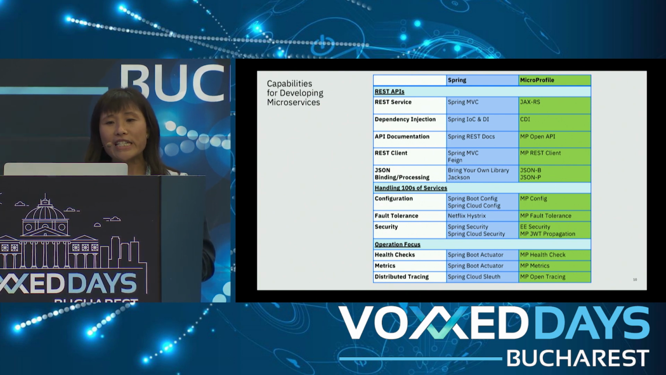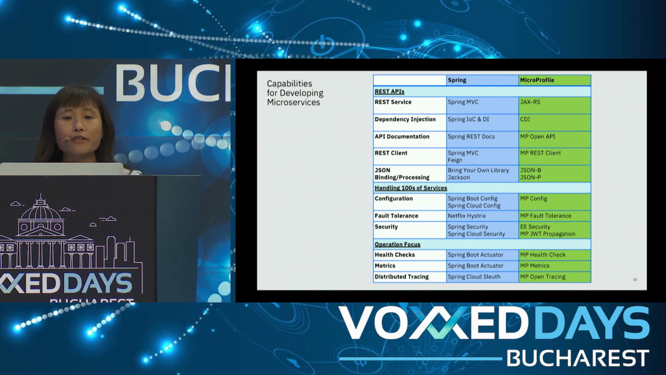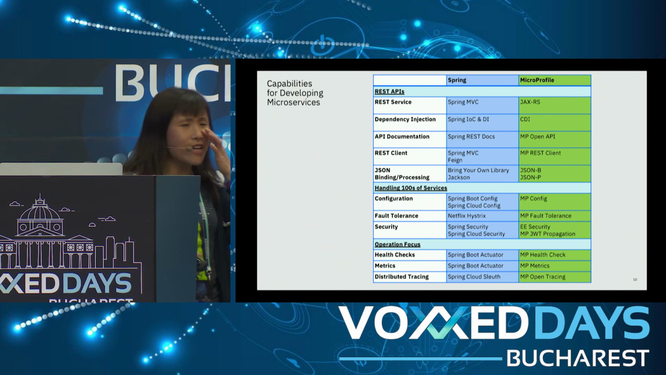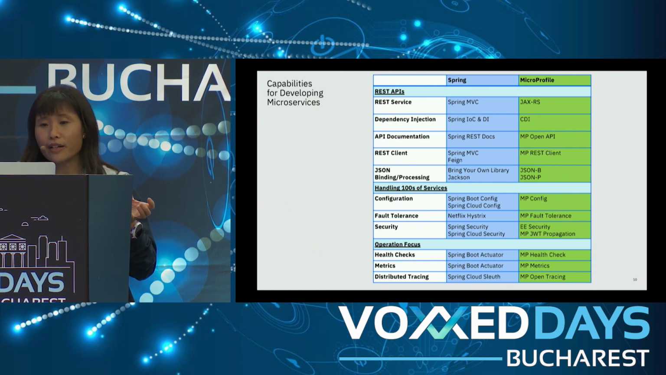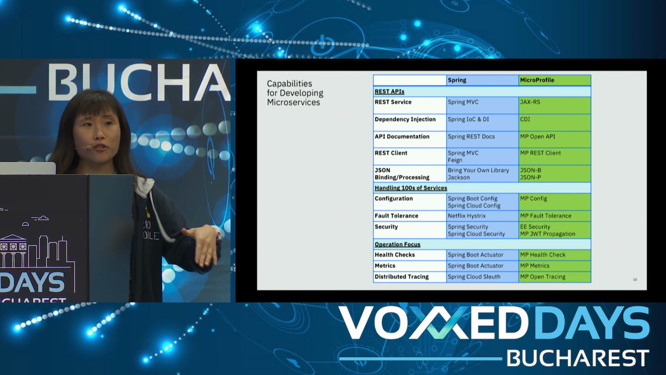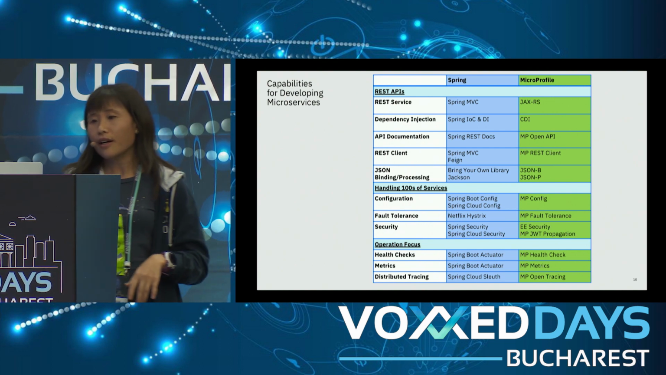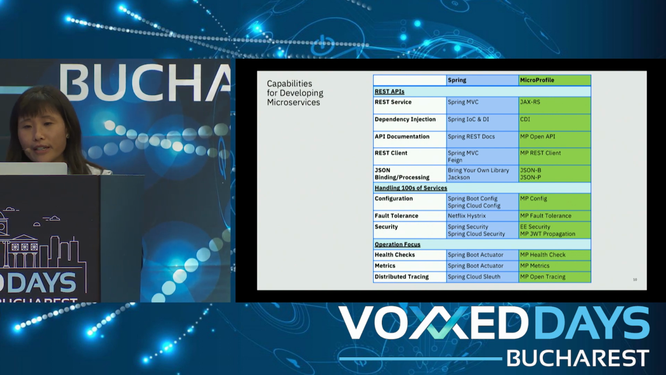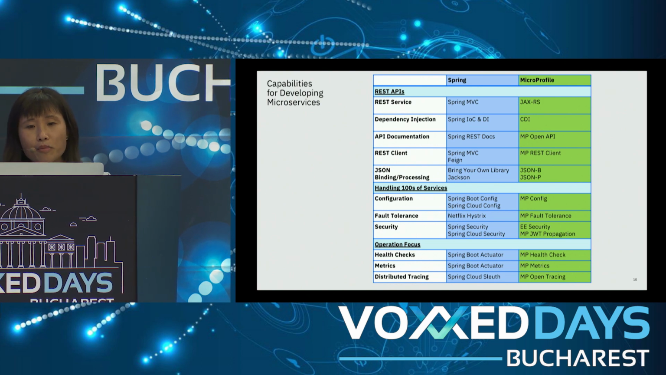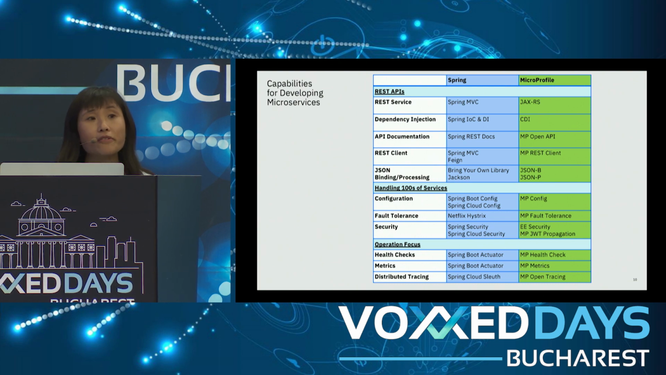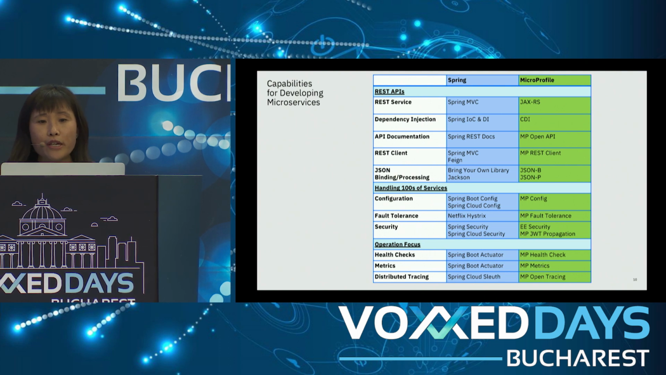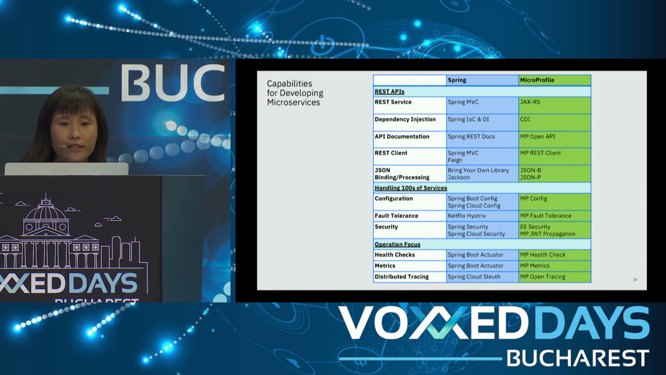For building resilient microservices, Spring uses Hystrix. As you know, earlier today, Netflix put Hystrix into maintenance mode, right? So you need to consider that. And MicroProfile has MicroProfile Fault Tolerance. For security, Spring has Spring Security and Spring Cloud Security. MicroProfile has Java EE security plus JWT propagation.